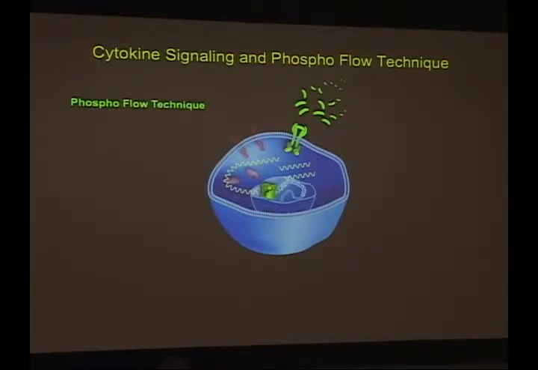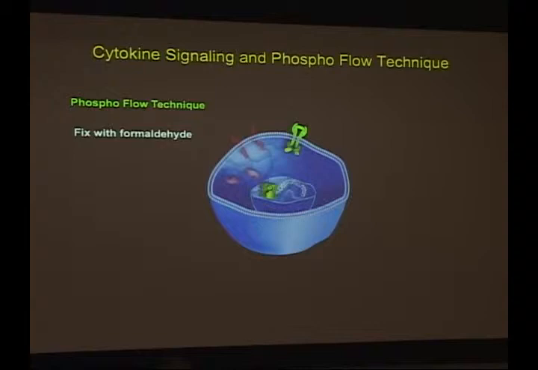So the actual technique that we use most of the time is also pretty straightforward. The first thing that we do is fix the cells with formaldehyde, and we'll go backwards and talk about how we got to this technique. So we fix the cells with formaldehyde, and that basically stops all the signaling, kills the cells so nothing else can happen. And this is important, obviously, for cell signaling. You don't want to have your cells continue to signal as you're trying to work them up and analyze what's going on inside them.